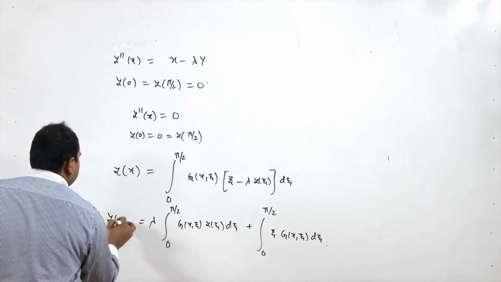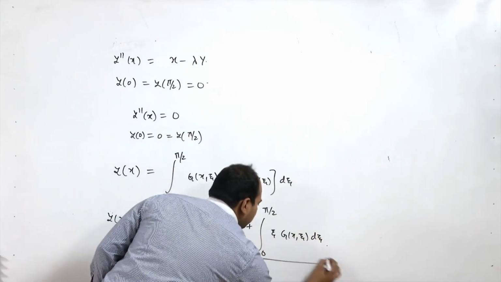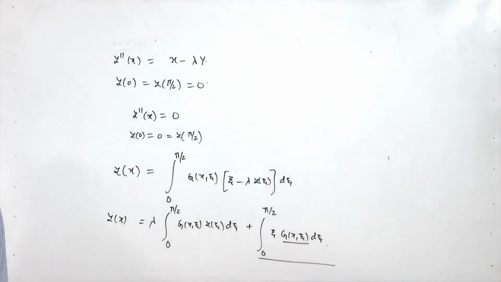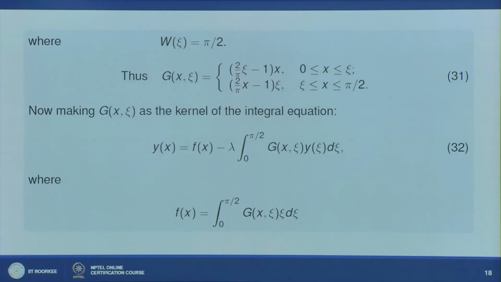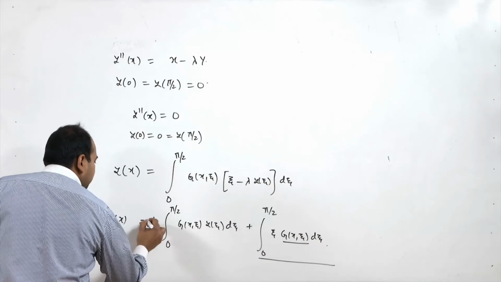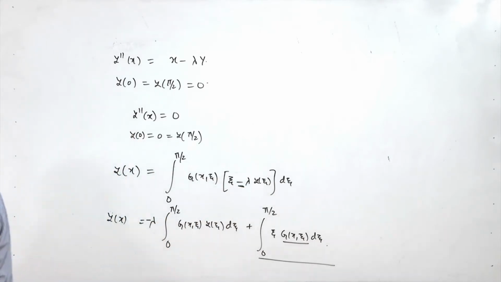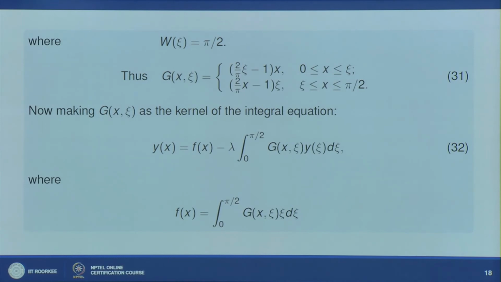So that is y of x, and once we know g of xi, you can actually calculate this. We have calculated here, and we can write this quantity as f of x, and we can say our solution is given as y of x equal to f of x minus... okay, I have missed a minus here, yeah, this is the minus which I have missed. So here f of x you can calculate as the integral from 0 to pi by 2 of g of x, xi, xi d xi.